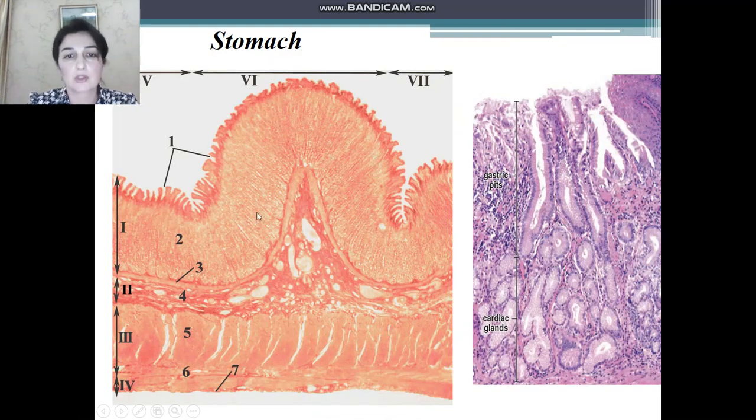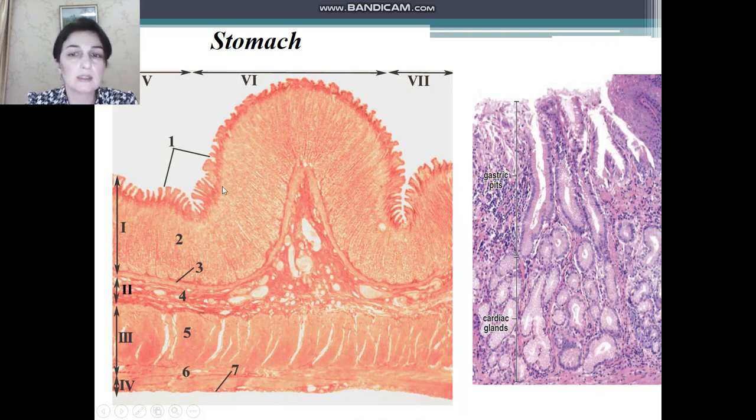Now let's come to the stomach. The stomach is the dilated sac-like portion of the alimentary canal, and in its wall we can distinguish the same layers which are characteristic for all of the alimentary canal. The first one is tunica mucosa, then submucosa, the third one indicates muscularis externa, and finally we will see serosa, which is covered by number 7, the mesothelium.